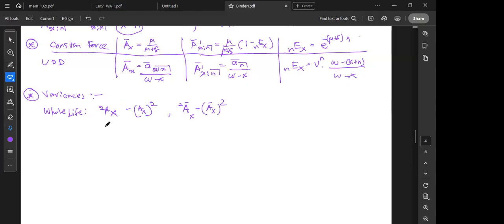And to calculate this second moment, you just need to replace delta with 2 delta in AX or A bar X to get 2AX or 2A bar X. So that is how you can get this one, which means if you know this one, you can get this one by replacing delta with 2 delta and so on. So this is valid for term life, deferred whole life, and endowment.